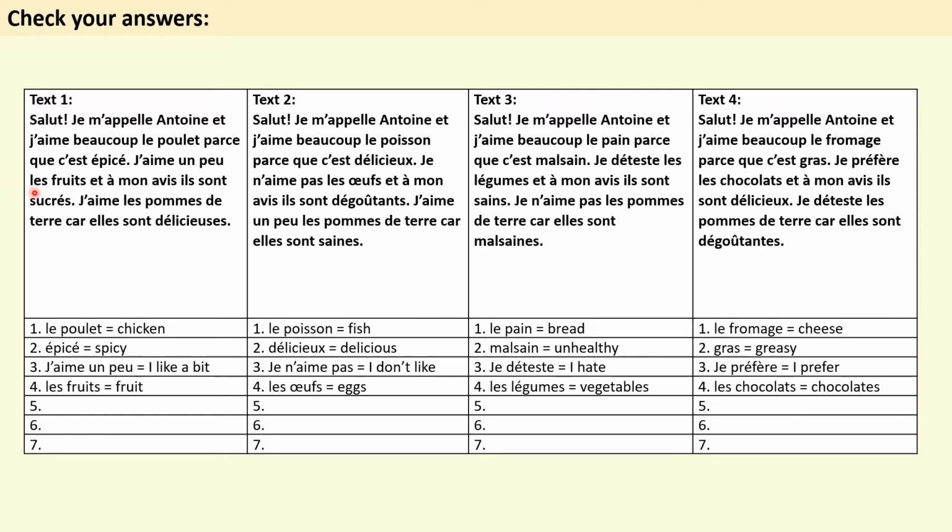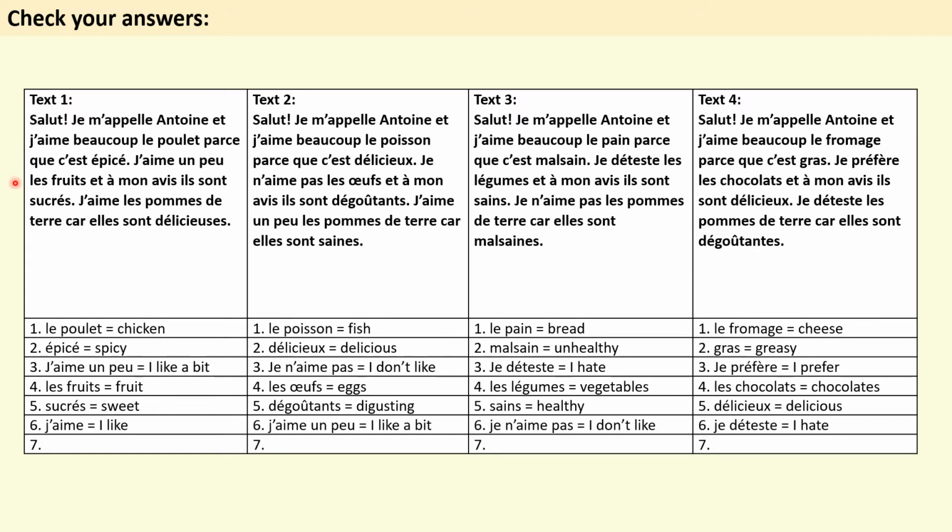Difference number 4 was les fruits, fruit. Les œufs, eggs. Les légumes, vegetables. And les chocolats, chocolates. Well done, year 8. And the next difference was sucré, sweet. Dégoûtant, disgusting. Sain, healthy. And délicieux, delicious. Pause to tick or correct that now. Press play to go on.